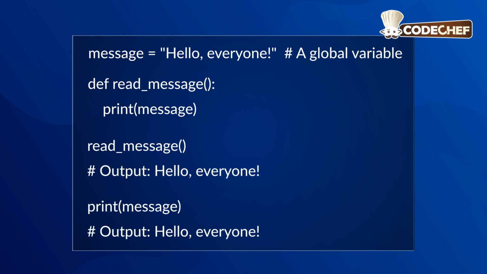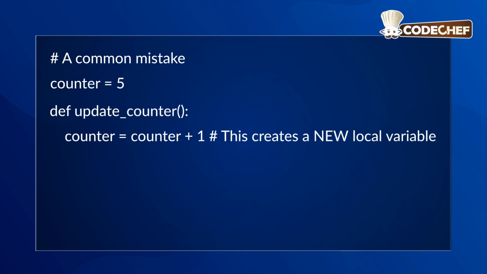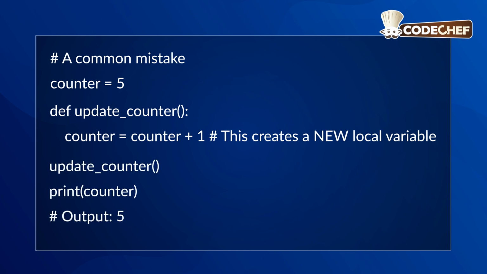But what if you want to change a global variable from inside a function? The simplest way is to use the global keyword. First, let's see what happens if we don't. Our counter is set to 5. Inside the function, we try to add 1 to it. But look, when we print counter outside, it's still 5. This is because Python created a new local variable, also called counter.